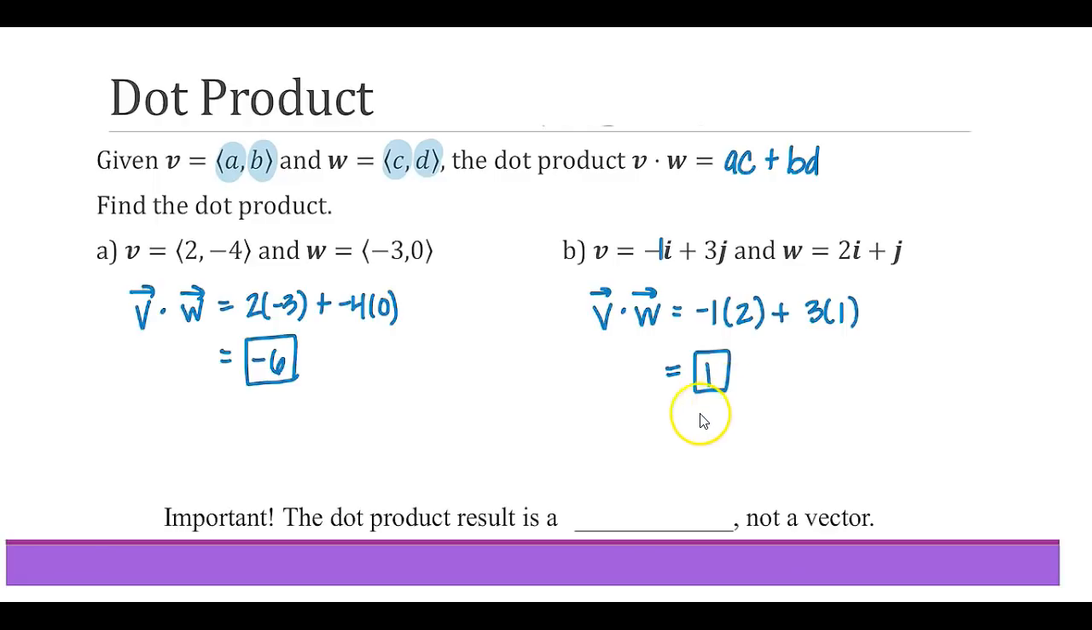What's different here is that the dot product result is a scalar. It's not a vector. When we added two vectors, we got a vector, or subtracted two vectors, we got a vector. When we multiplied a vector by a scalar, we got a vector. But this dot product gives us just one number, or a scalar.